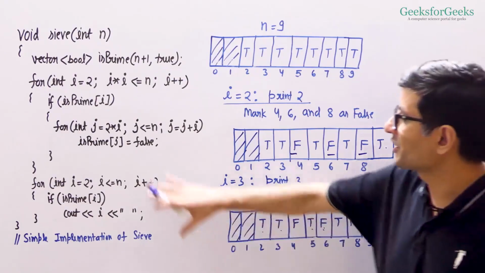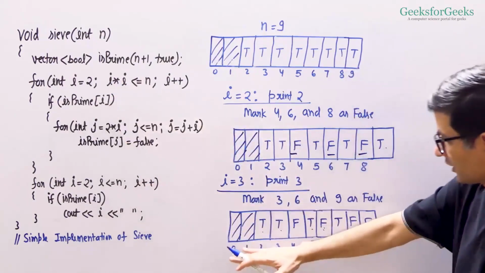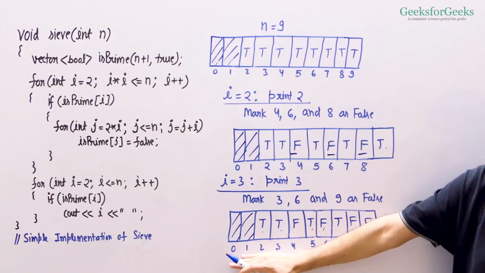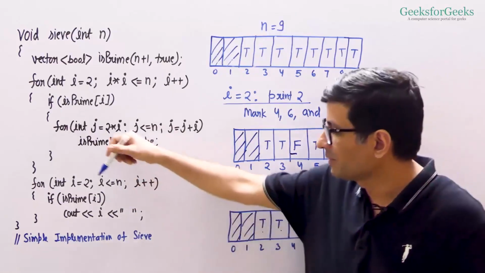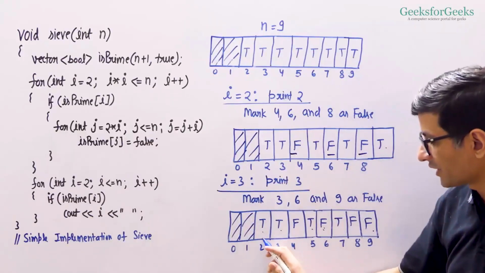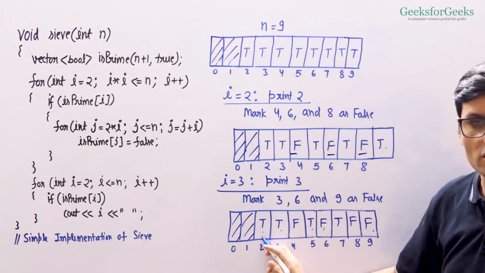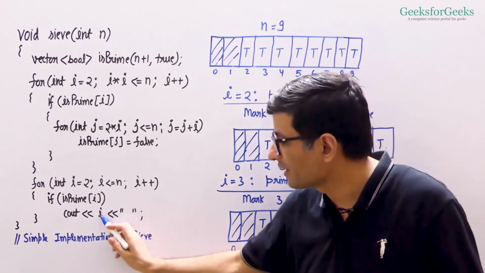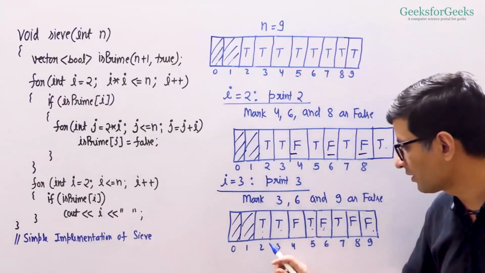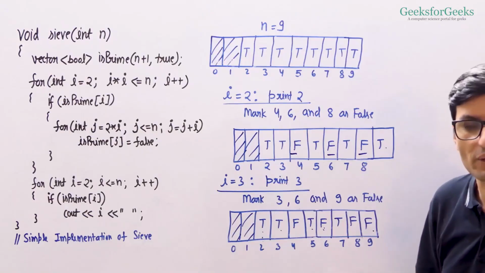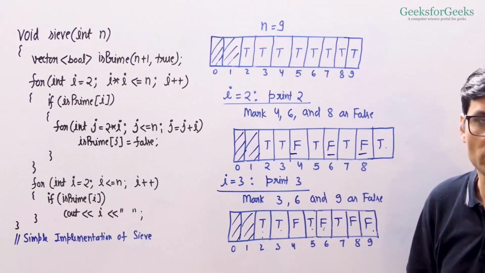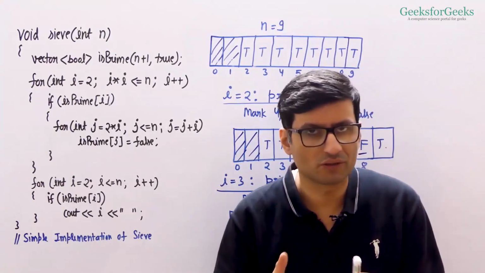So after finishing this loop, we have this status of our isPrime array or isPrime vector. And what we do now is we simply traverse through isPrime from index 2, and whenever we see a true value, we print that i, right? So we are going to print 2, 3, 5 and 7, and these are the prime numbers smaller than or equal to 9.